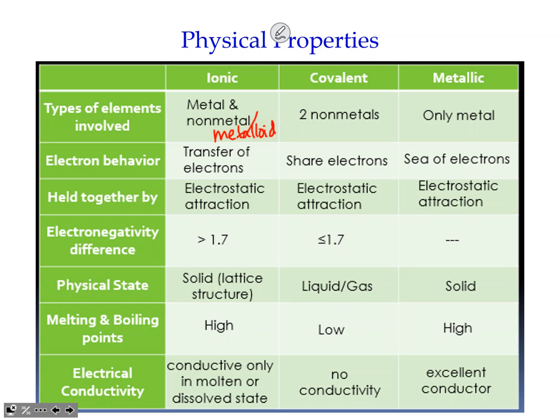Now, if you have covalent, where you have a nonmetal with a metalloid, that's typically going to swing in the covalent category. So if any of the metalloids is bonded with a metal, it's typically going to have more ionic character. If a metalloid is bonded with a nonmetal, it's typically going to be more covalent character. Metallic ones are only going to be metals.